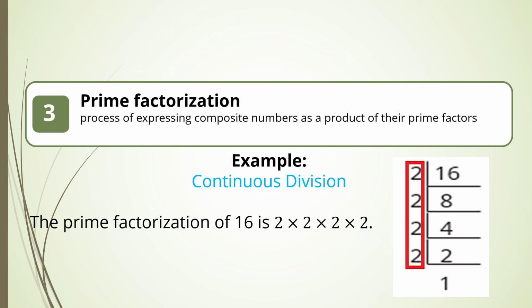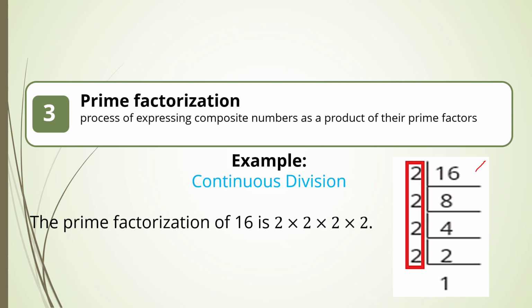Now let's have the example for continuous division. Same number being given, it's still 16. 16 is an even number, a composite number, and it is also divisible by an even number. Say, for example, you could have 2. 16 divided by 2 gives you 8.